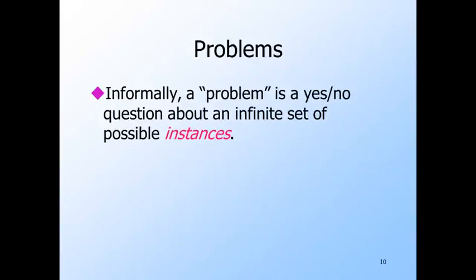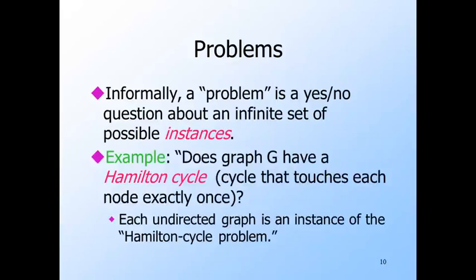Let us introduce the formal concept of a problem. Informally, a problem is a yes-no question about an infinite number of possible instances of the problem. Here's an example of a problem that is actually quite famous, and we'll see why soon. The instances of the Hamilton cycle problem are undirected graphs. There are an infinite number of graphs, of course. The answer to the question implied by the Hamilton cycle problem is yes if there is a Hamilton cycle in the graph, that is a cycle that passes through each node exactly once.